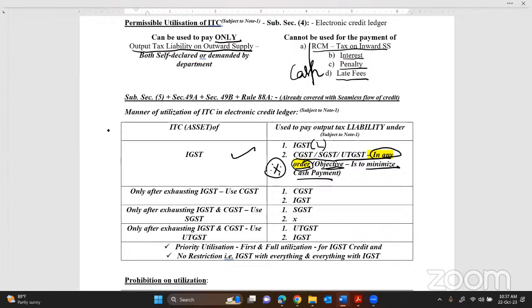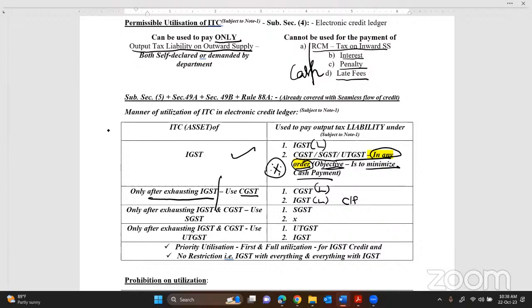You can divide equally. You can exhaust it only against the CGST. You can exhaust it only against SGST, whatever you want to do. But while you're doing it, please ensure the whole objective is to pay minimum cash outflow, and keep that in the back of your mind. After exhausting IGST, you can take CGST, and first you have to exhaust against CGST liability. Second, excess, if any, you can exhaust against IGST. Over and above, you can carry forward.